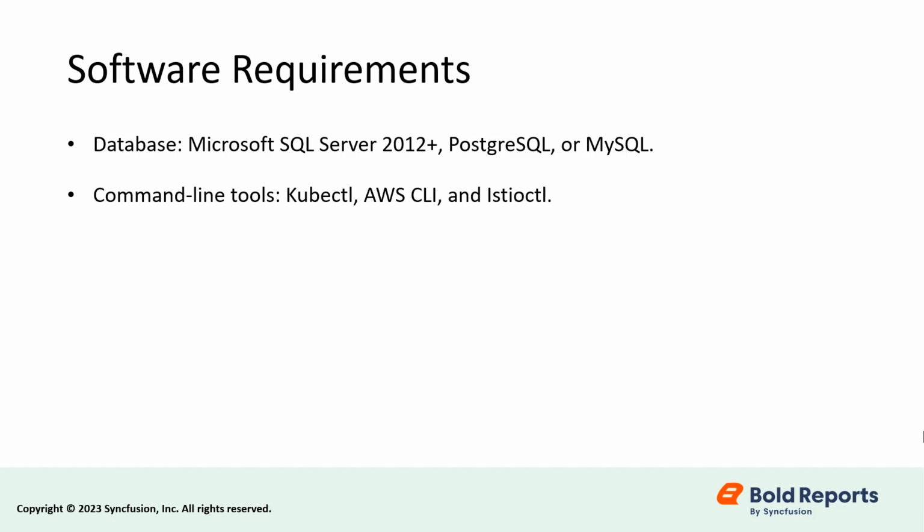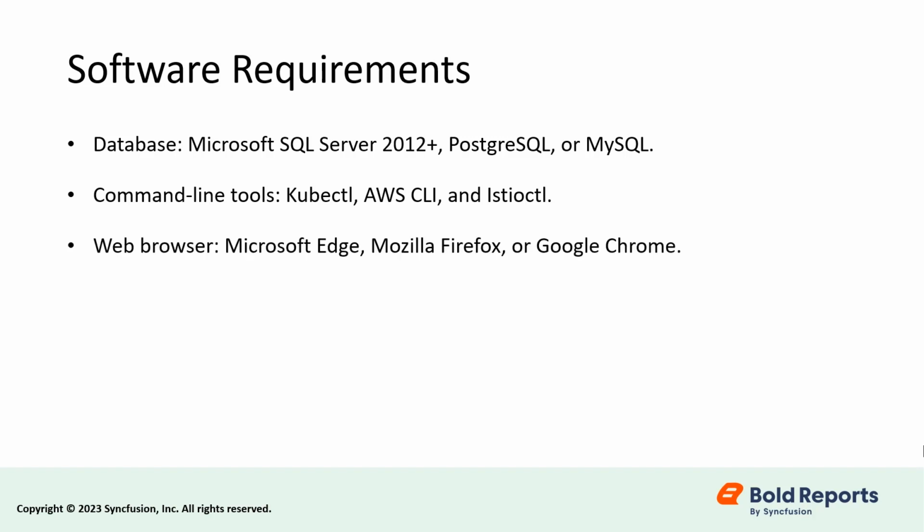Command line tools: kubectl, AWS CLI, and Istio CTL. A web browser like Microsoft Edge, Mozilla Firefox, or Google Chrome. Now let's start the deployment.